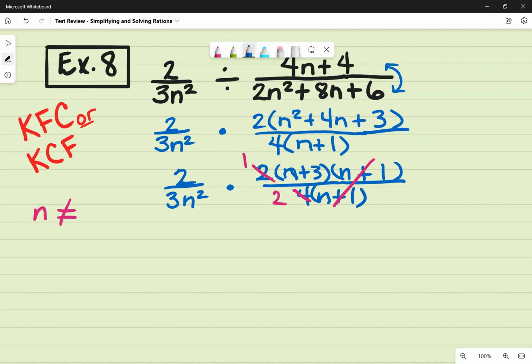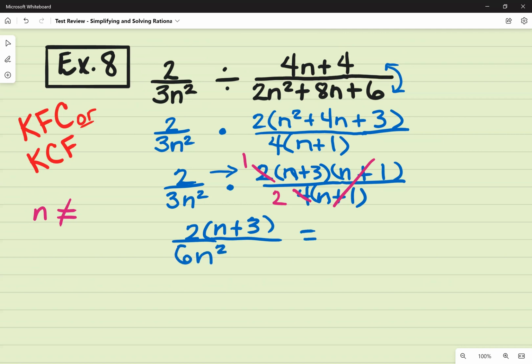And again, it's getting messy, so let's just move on down to the next step. Multiplying across, let's just do one thing at a time. Multiplying across the top is just going to be 2 times n, the quantity of n plus 3. That's all that's left over. Everything else on the top is crossed out. On the bottom, I have a 3 times a 2, which is 6, and then I have n squared. I can further simplify that because 2 over 6 is going to give me 1/3.